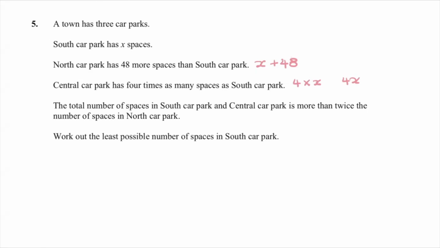Total spaces of South, which is X, and Central, which is 4X. So that is together 5X. More than is our inequality symbol. And then twice. So really, we now need to multiply that through by 2. Now you can start that off with the bracket, or you could just go straight in with doubling everything.